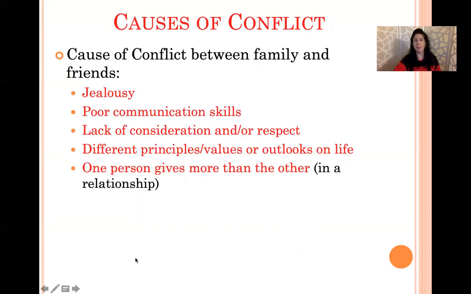So think about conflicts you've had with family, friends, people that you know. What are the causes of conflict when we talk specifically about family and friends? Jealousy, poor communication skills, lack of consideration and or respect for the other person, different principles or values or outlooks, or one person gives more than the other.